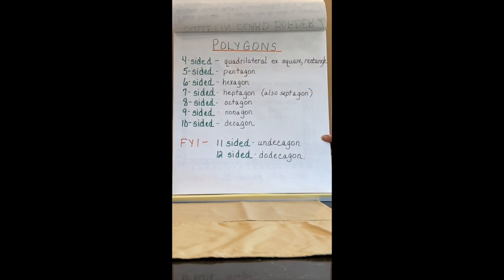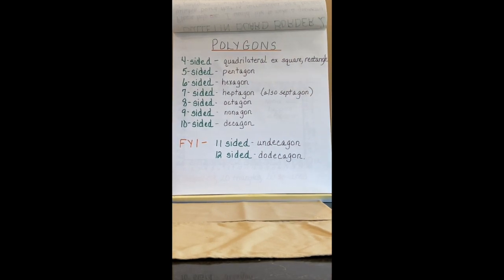You don't need this to solve the problem, but I think it's kind of fun because I like the names. An 11-sided polygon is called an undecagon. And my very, very, very favorite is the 12-sided polygon, and that is called a dodecagon, and I think it sounds like a dinosaur, dodecagon. So I hope you found this a little fun. I can't wait to see your answers.